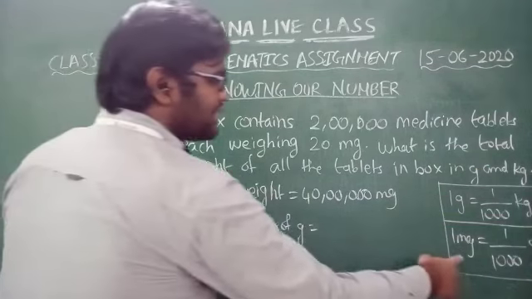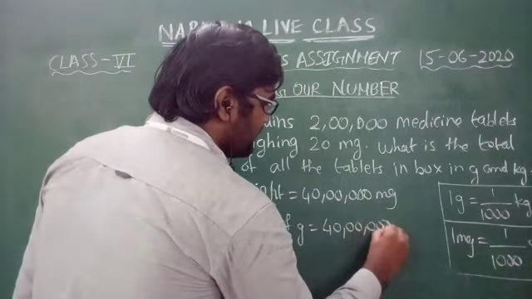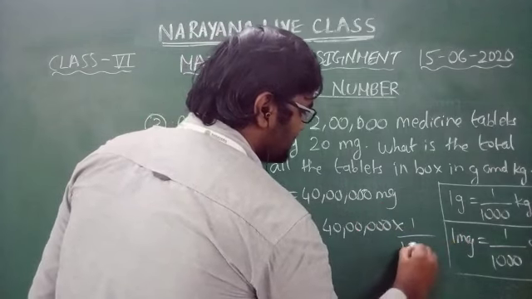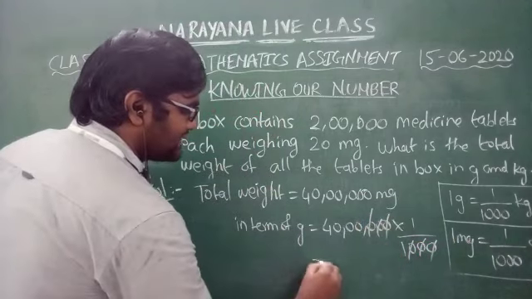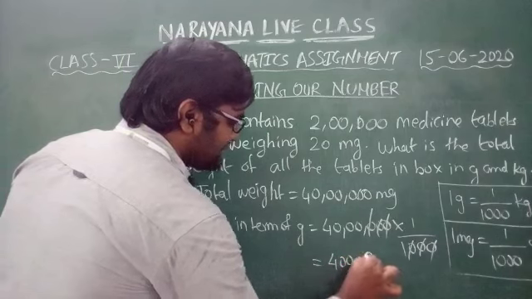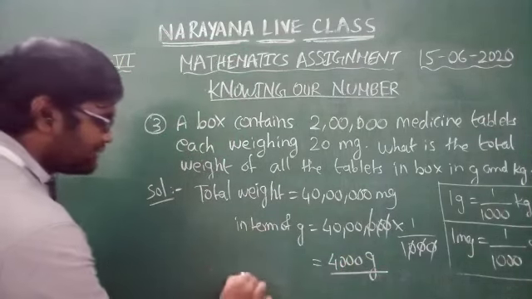So 1 milligram is equal to 1 by 1000 gram. So 40 lakh into, in place of milligram you can write 1 by 1000. These 3 zeros will get cancelled. You get the answer as 4000 grams. 4000 grams. Now the same in terms of kilogram.